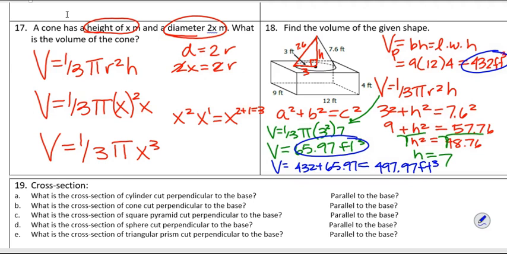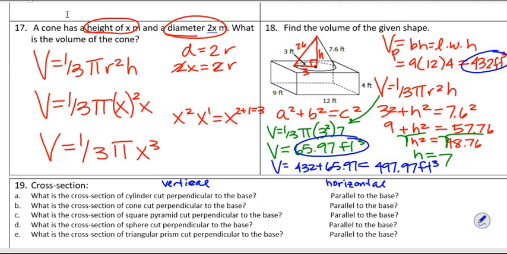So now we're on number 19. It says, what is the cross-section of a cylinder cut perpendicular to the base? Well, perpendicular means that it's a vertical cut. And let's go over here, because when we're talking about parallel to the base, that means it's a horizontal cut. So perpendicular means straight up and down through the peak, or the top, and horizontal means that it's cut level to the ground, okay?